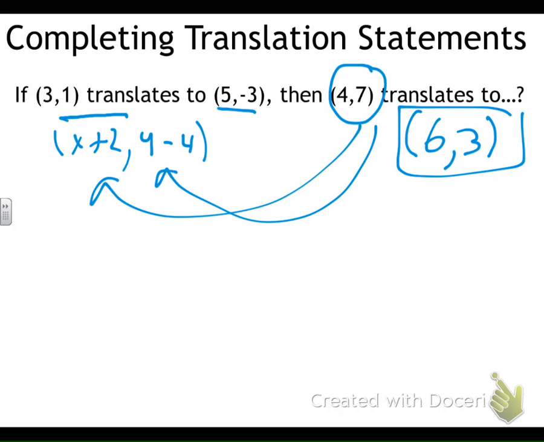So it's just creating your own kind of coordinate notation either in your head or on paper, and then applying that same translation to another point. Basic. 3, 2, and 1, moving along.